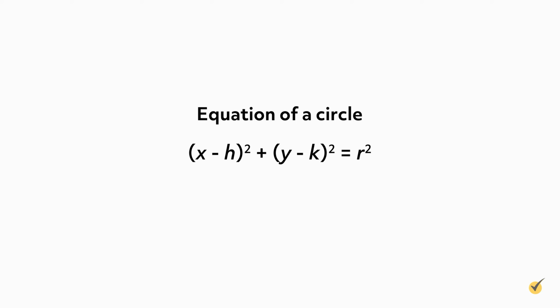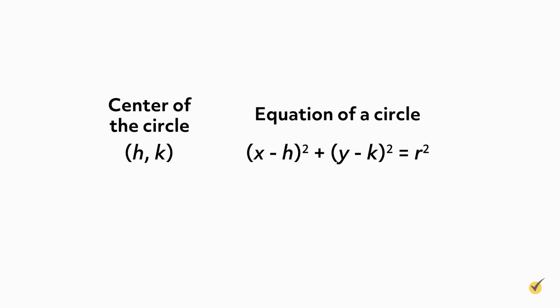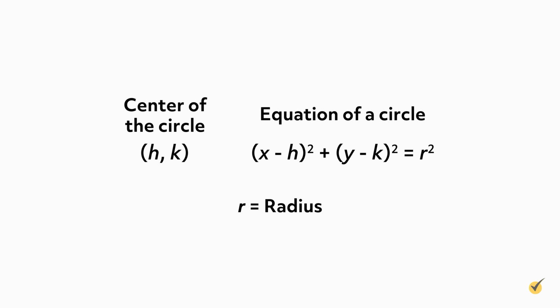Let's start by looking at the equation of a circle. (x - h) squared plus (y - k) squared equals r squared. Wow, that's a lot of variables. The x and the y are pretty standard, but the others might not be familiar. The h and the k together make the center of the circle at the point (h, k). The r is the radius of the circle.